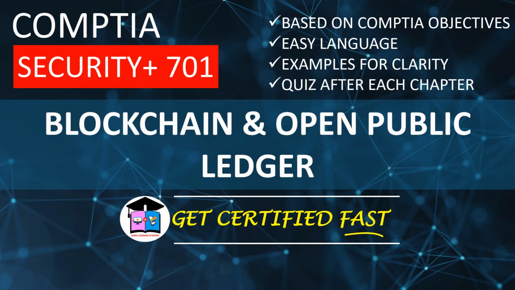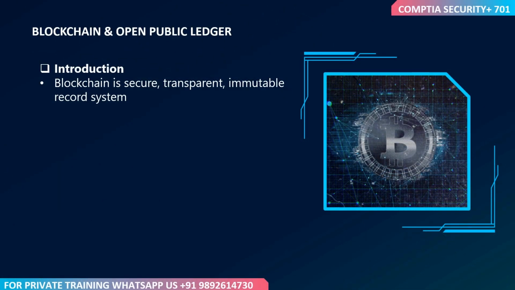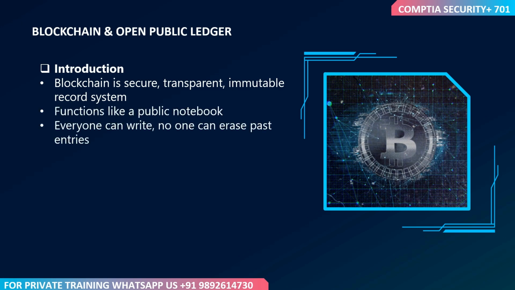Now let's dive in. In simple terms, a blockchain is a system that records information securely, transparently, and in a way that no one can alter it without others knowing. It is like a public notebook where everyone can write, but no one can erase what has already been written.